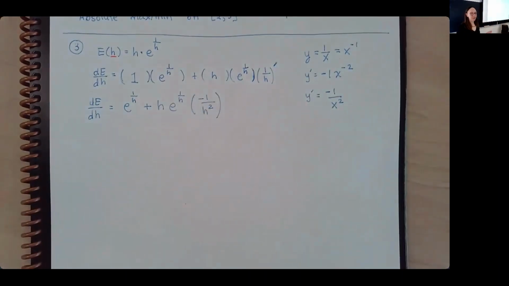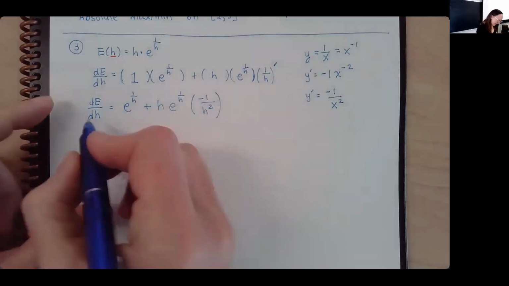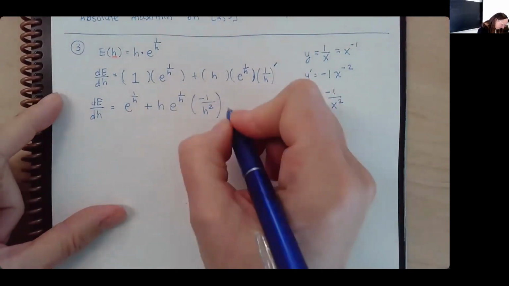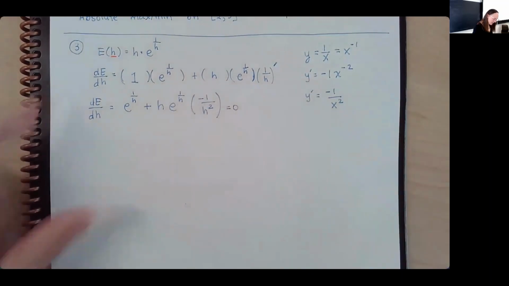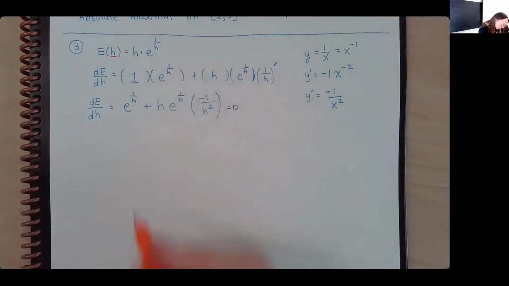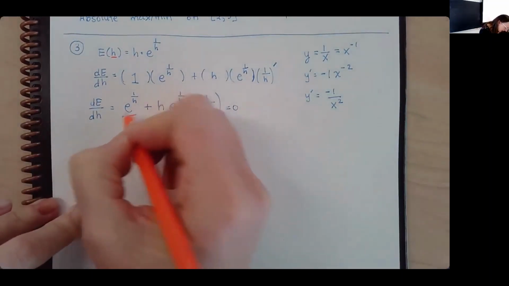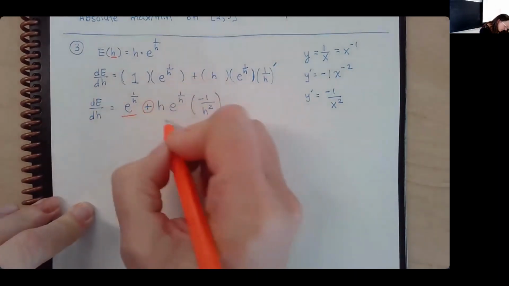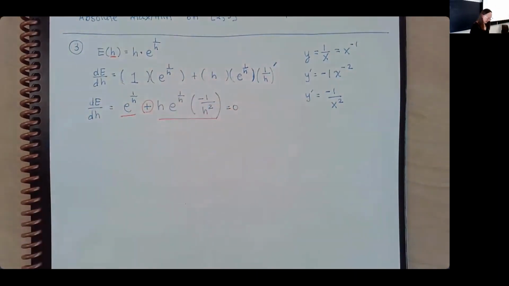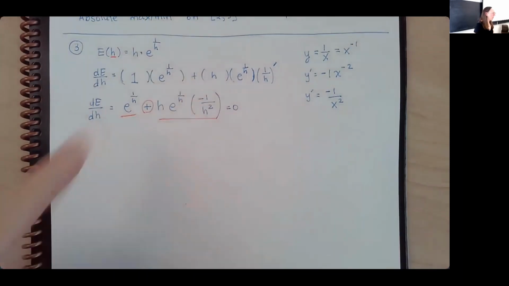So if I just had to find the derivative, I could stop there. But my question asked us to find the minimum, which means we need to set that derivative equal to 0. If I set this equal to 0, and I've got two pieces that are separated by addition or subtraction, I'm always thinking, what can I factor out? And both of these pieces have an e to the 1 over h.